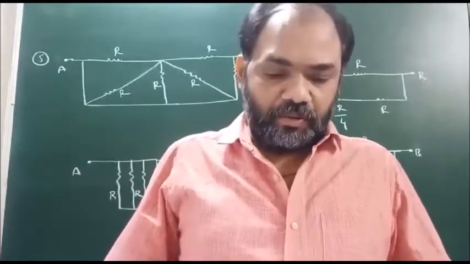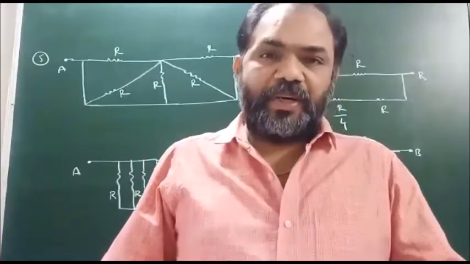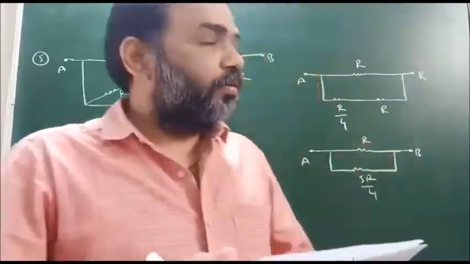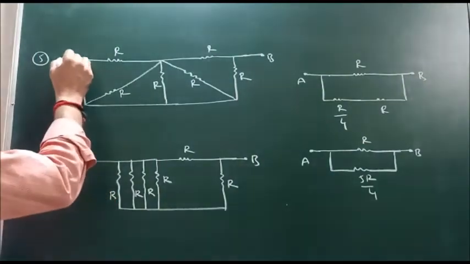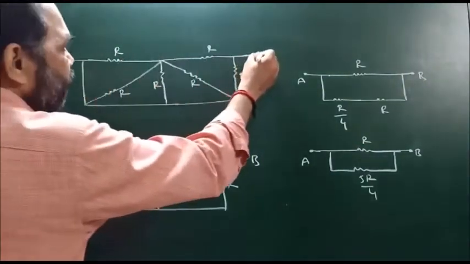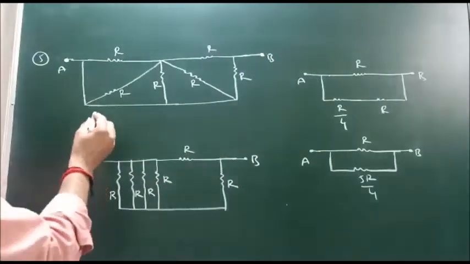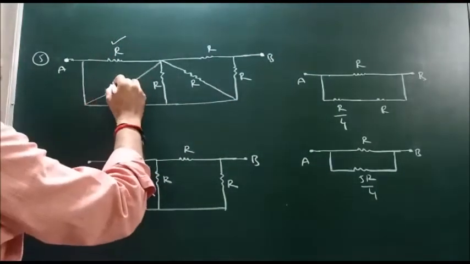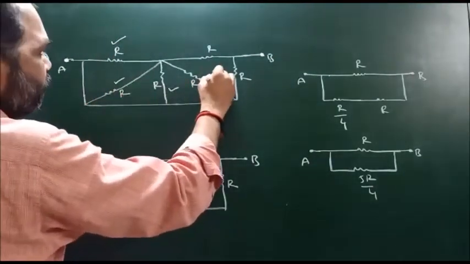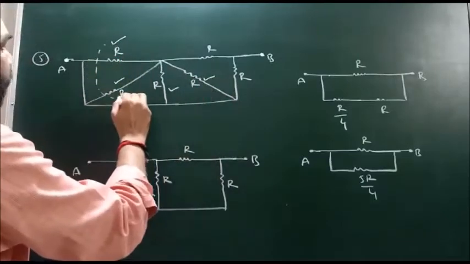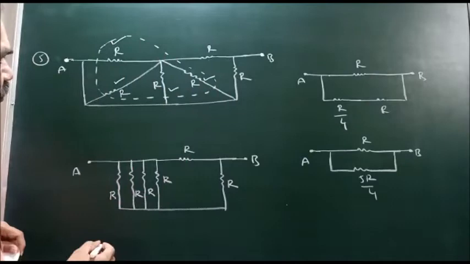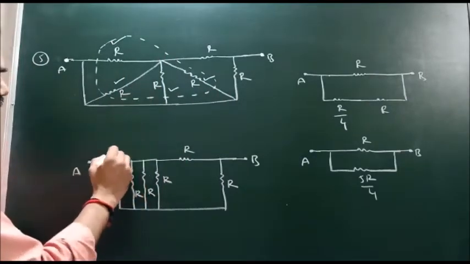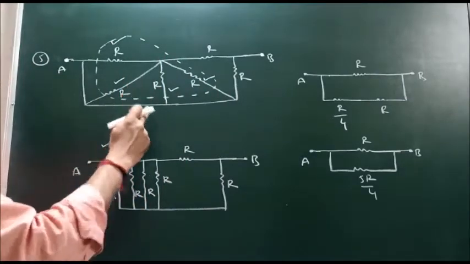Question number 5. Find the equivalent resistance between the points A and B in the given figure. So in between A and B, if we observe this circuit, these four resistors are present in parallel combination. Clearly, these four are present in parallel combination. That's why we can redraw this circuit like this.